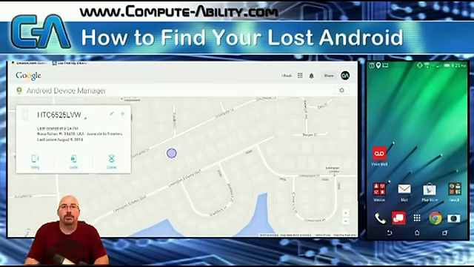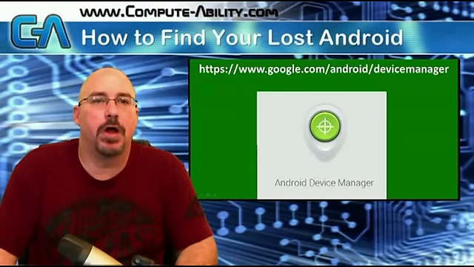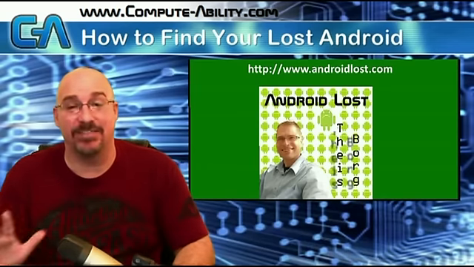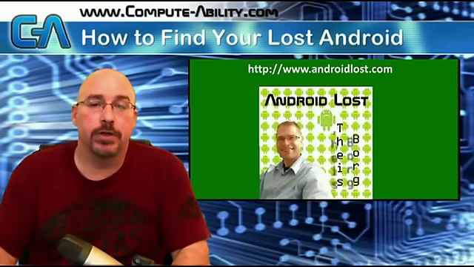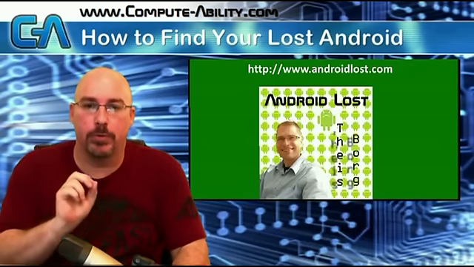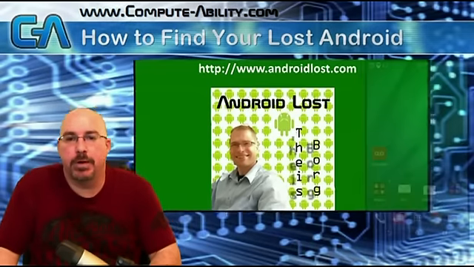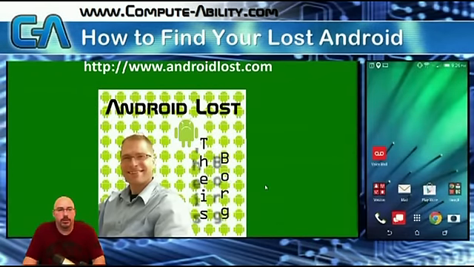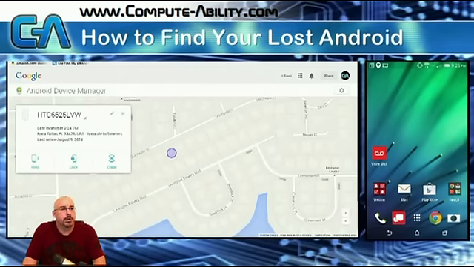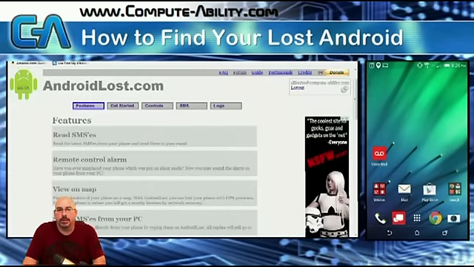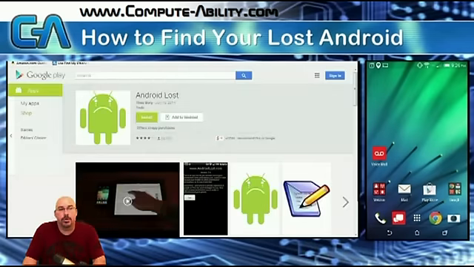The second method I'm going to show you is Android Lost. And you can go to androidlost.com. That is half of what we need to do. The other is we're actually going to be looking up the program on Google Play. So let's do a side-by-side here so you can see the phone and my screen. So here is Android Lost. I'm at androidlost.com. And I'm also going to go to the Play Store and find Android Lost.